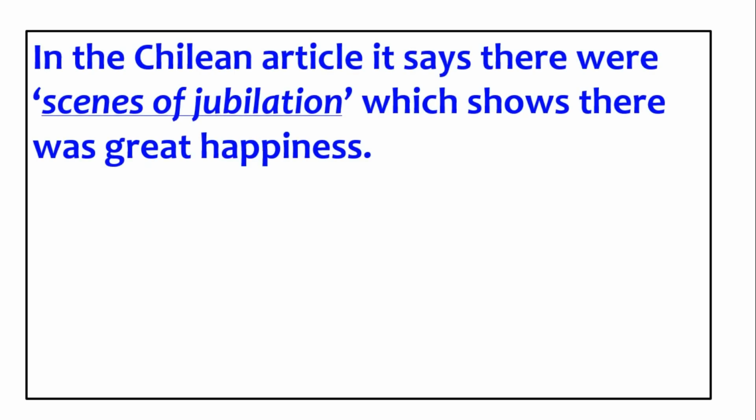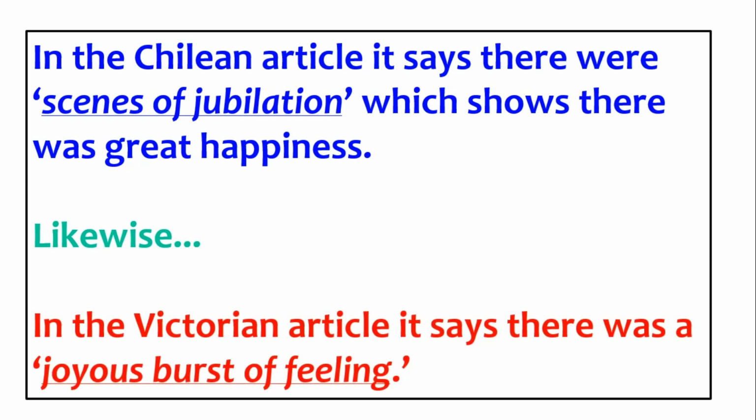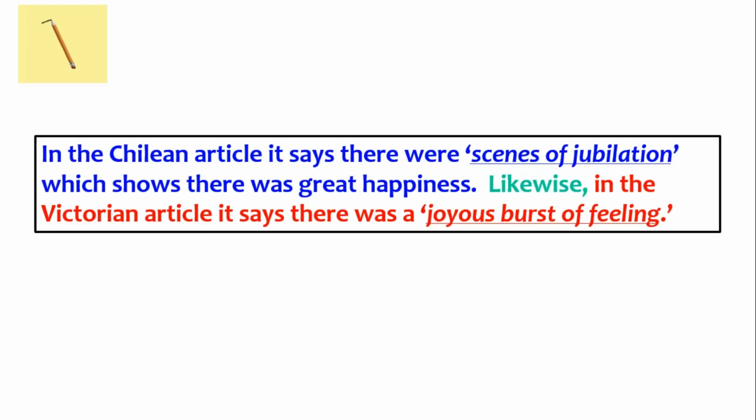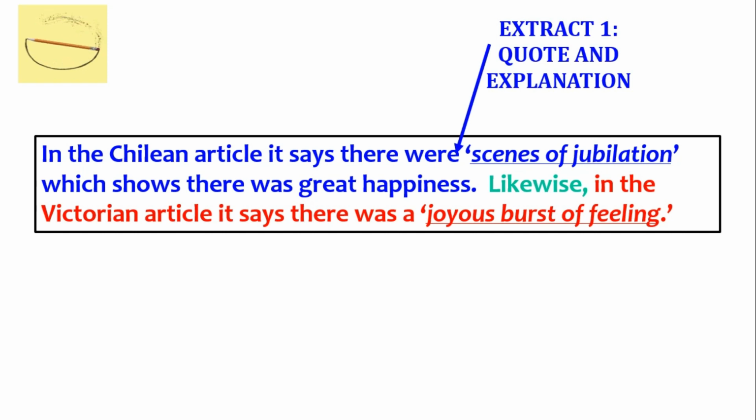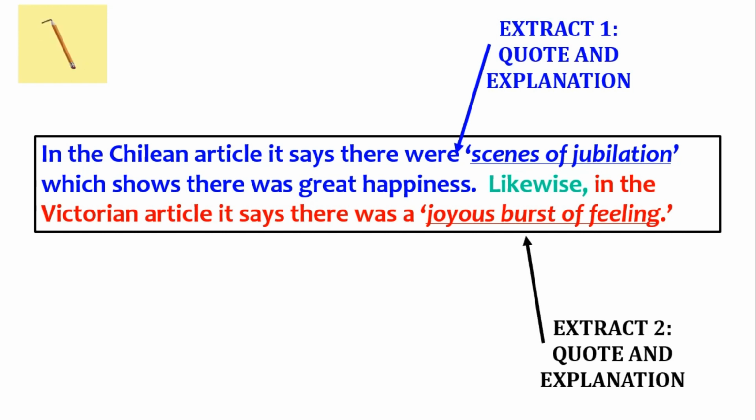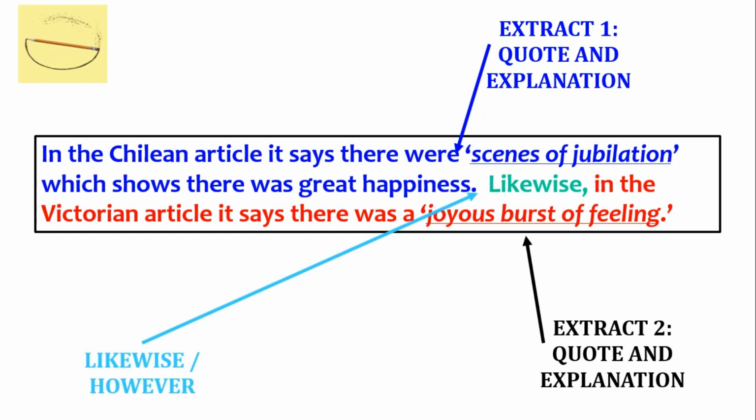Okay, one point I'm going to make is that when the men survived and came out of the mine, the crowd were happy. So I've put in the Chilean article, it says there were scenes of jubilation, which shows there was great happiness. Likewise, I'm showing the examiner it's a similarity. I put in the Victorian article, it says there is a joyous burst of feeling. So if I put that into a PEE, I've got my extract 1 quote and explanation, my extract 2 quote and explanation, and then my word to say if it's a similarity or a difference.